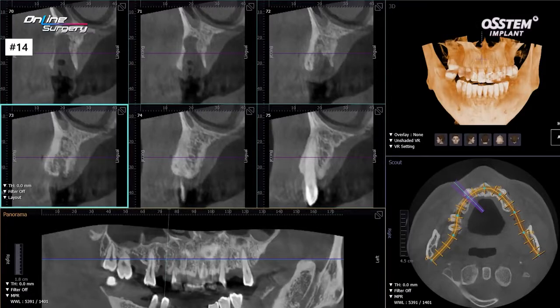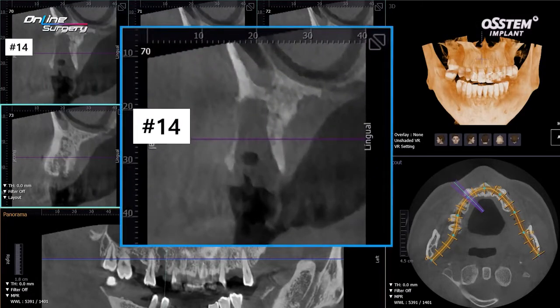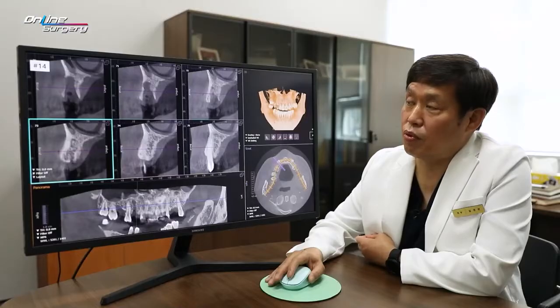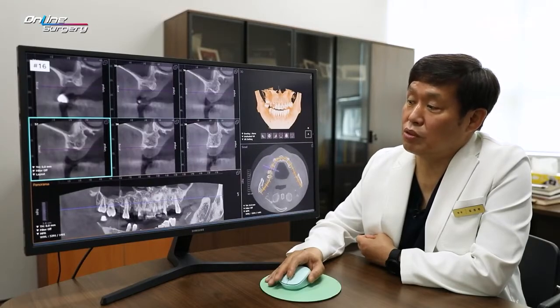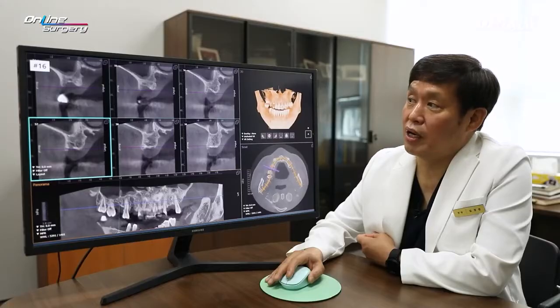On CT, if you look at number 14 on the apex side, there's a slight amount of bone on the superior side, but below that, there's no bone. Therefore, after implant placement, I anticipated the use of bone augmentation, especially bovine bone. If you look at number 16, it's okay here, but on the distal side, there's a lot of alveolar bone destruction. This is the OneGuide report.